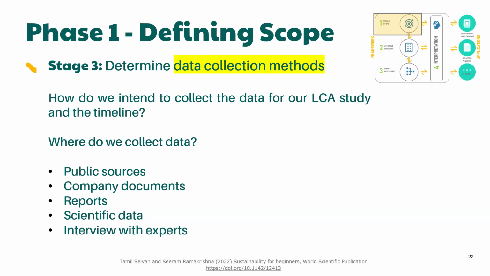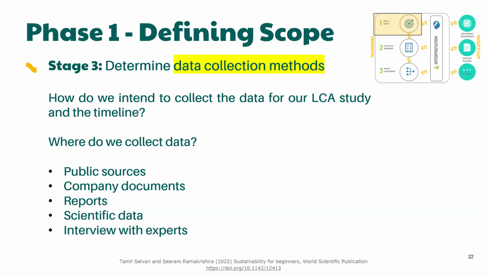So with this, we have clearly understood phase 1. As I said, phase 1 has 3 different stages. Number 1 is your functional unit. Number 2 is your system boundary. And number 3 is your data collection. How are we going to collect the data?